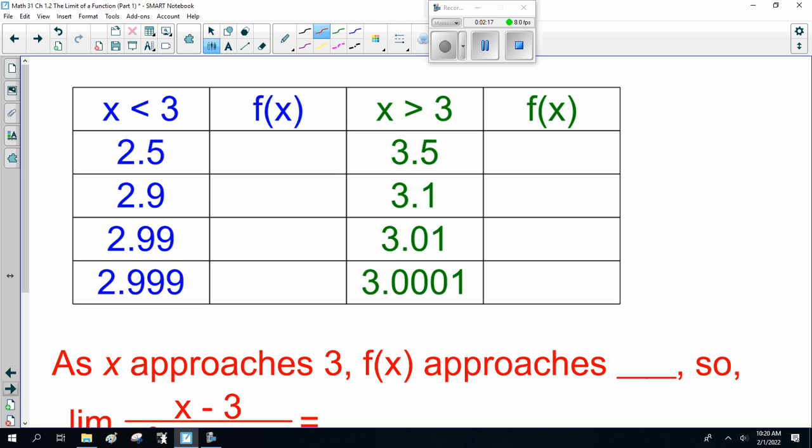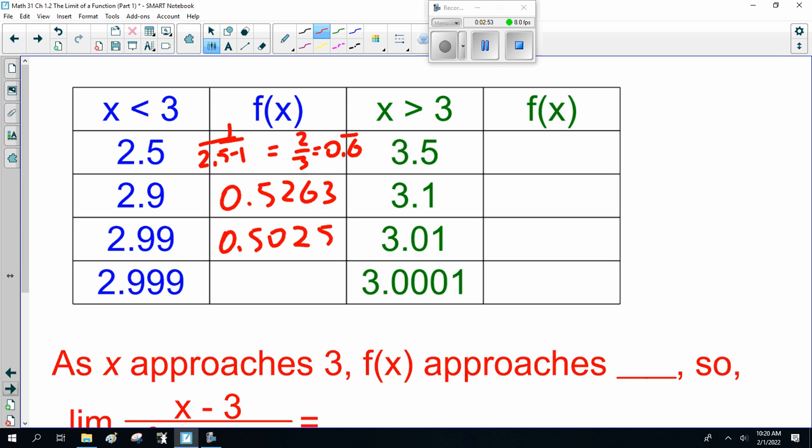When x is 2.5, remember, it's 1 over 2.5 minus 1, which is 1 over 1.5, which is 2/3 or 0.6 repeating. Right? Now when x is 2.9, I got 0.5263. Now when x is 2.99, I got 0.5025. And when x is 2.999, I get 0.5003.